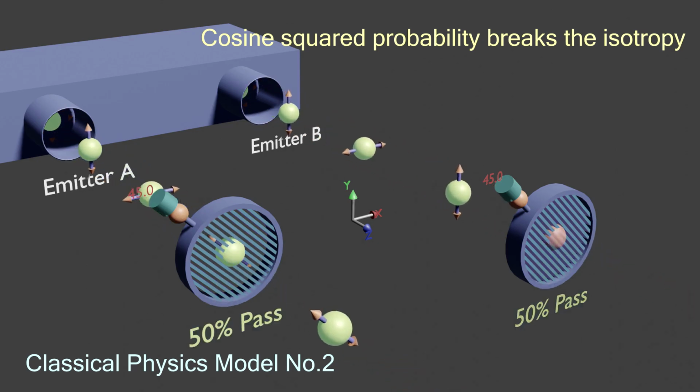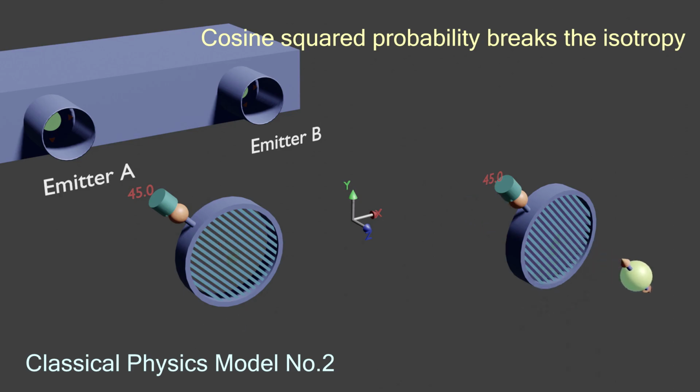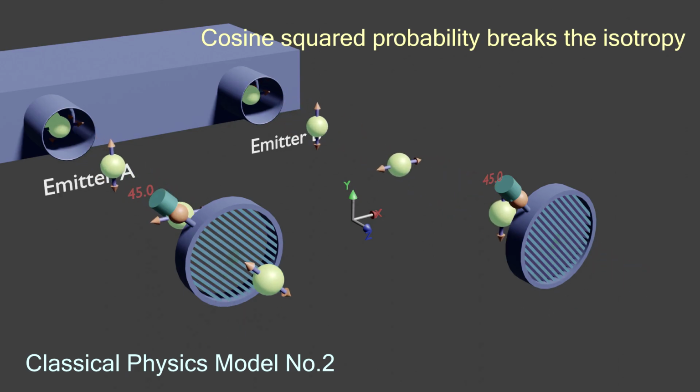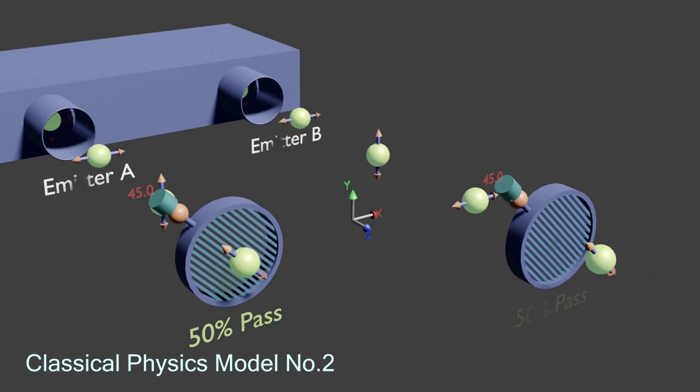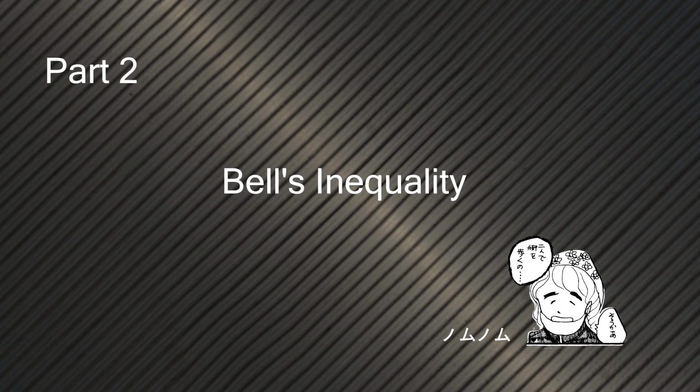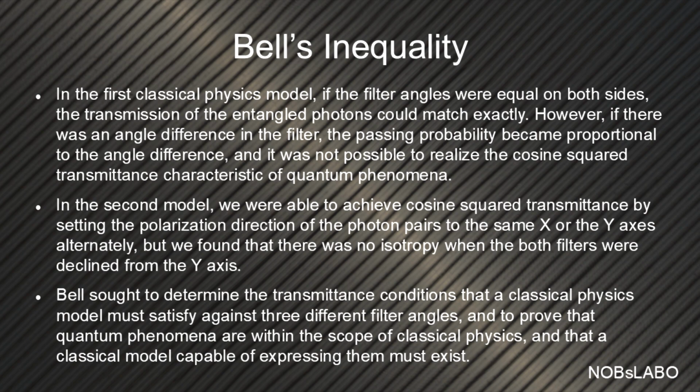The quantum entanglement model requires angular isotropy, but the second classical physics model does not satisfy this requirement. In the first classical physics model, if the filter angles were equal on both sides, the transmission of the entangled photons could match exactly. However, if there was an angle difference in the filter, the passing probability became proportional to the angle difference, and it was not possible to realize the cosine squared transmittance characteristic of quantum phenomena.